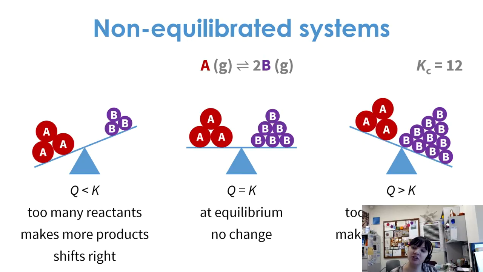Understanding this shift is important when we're looking at different ICE tables and things, knowing exactly how the change is going to occur, whether that's a positive change for the products or a positive change for the reactants.